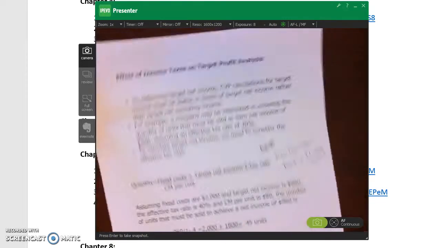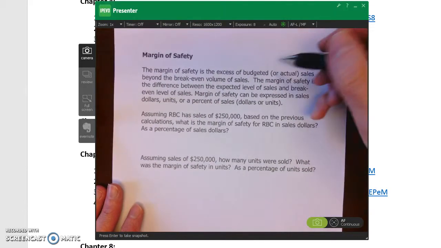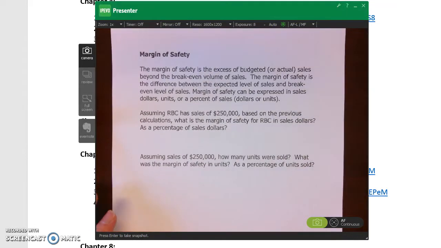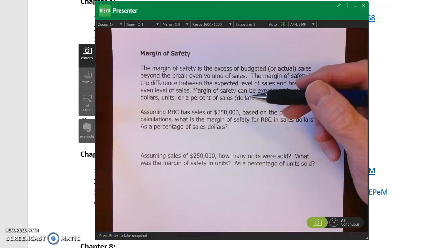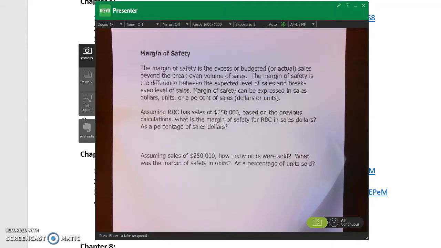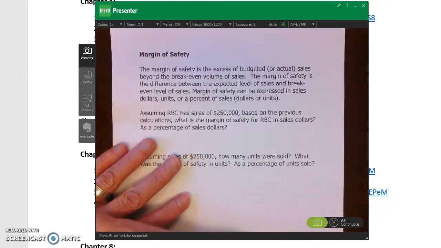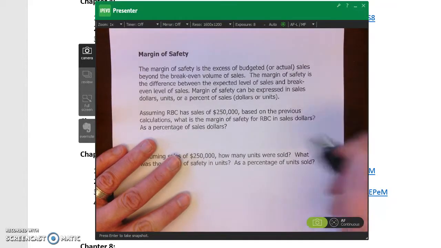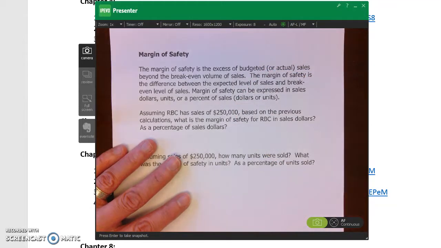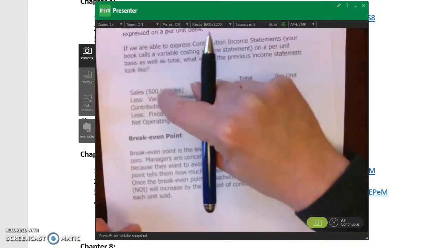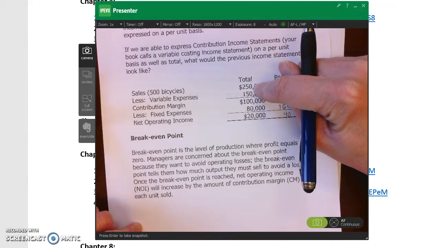The next thing I want to talk about is the margin of safety. Okay, so the margin of safety is the excess of budgeted or your actual sales beyond your break-even point in terms of sales. So if we look over here and we say our RVC has sales of $250,000, what is the margin of safety? Well, if they're currently selling, or they think they're going to sell $250,000, how much in terms of sales dollars is that above the break-even? Well, remember, break-even in terms of sales dollars. Remember, we had 400 bikes for break-even, which gave us $200,000 in terms of total sales.